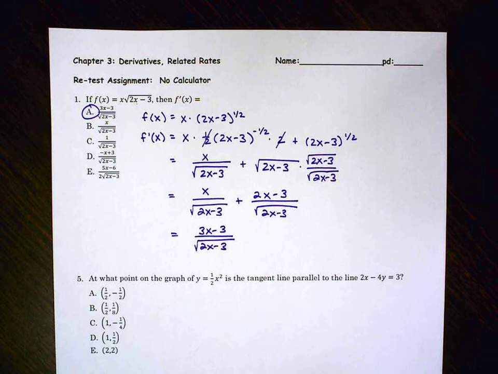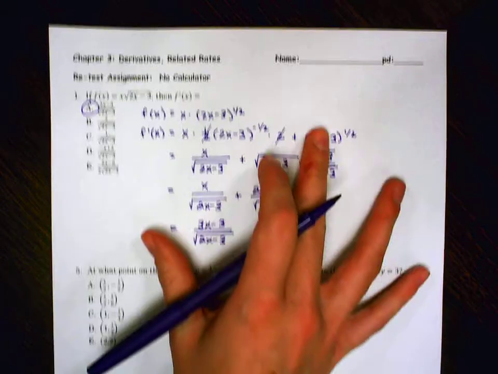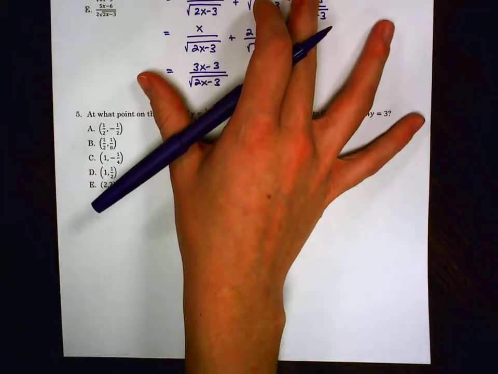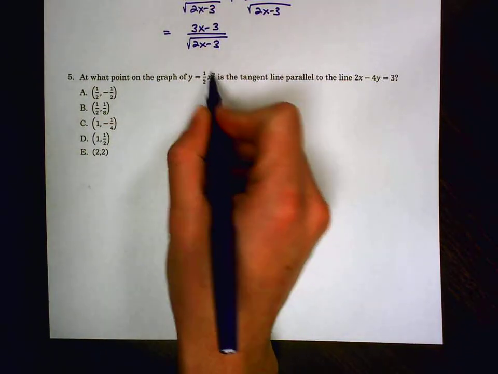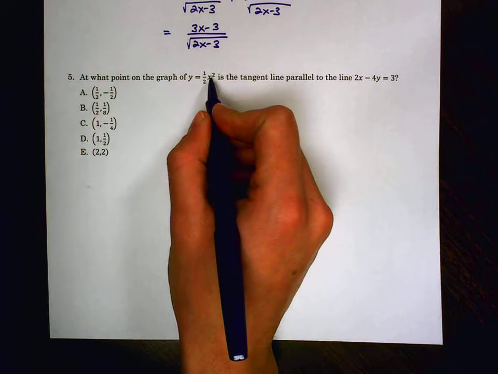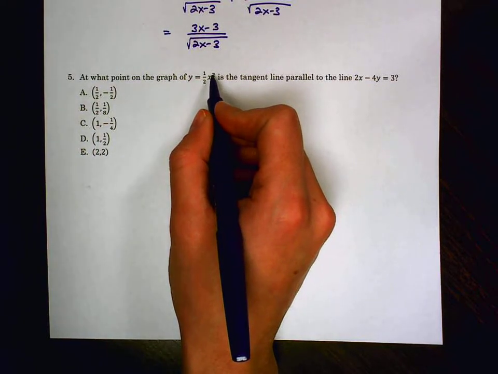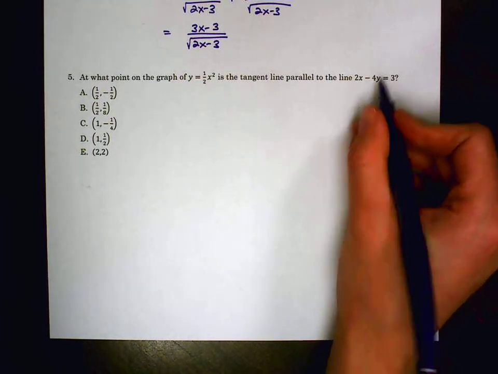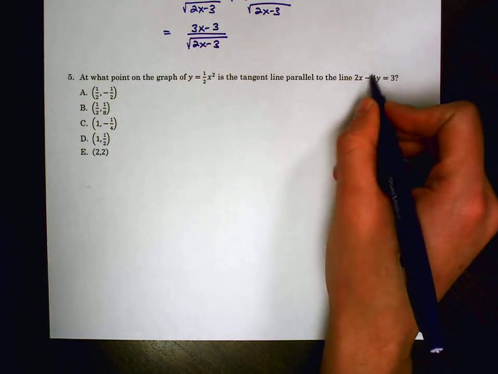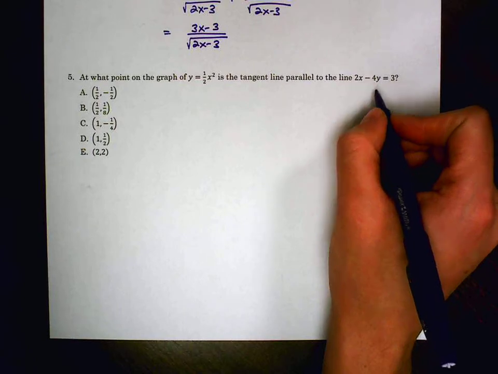Okay, let's try number 5. At what point on the graph is this function, so this is a curve, it's a quadratic function, at what point will a tangent line be parallel to this line? Well, this is the equation of a line. Let's solve it for y, so we have it in y equals mx plus b form. That will make it easy to figure out what the slope is.